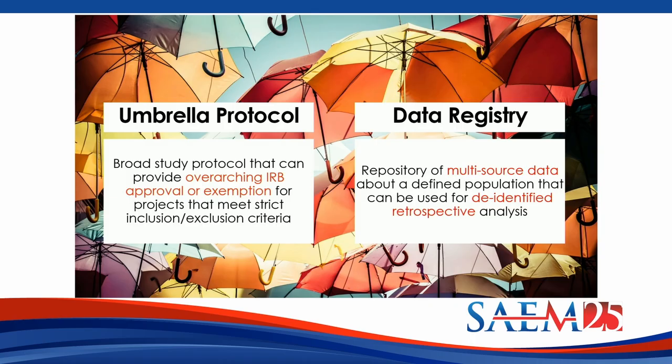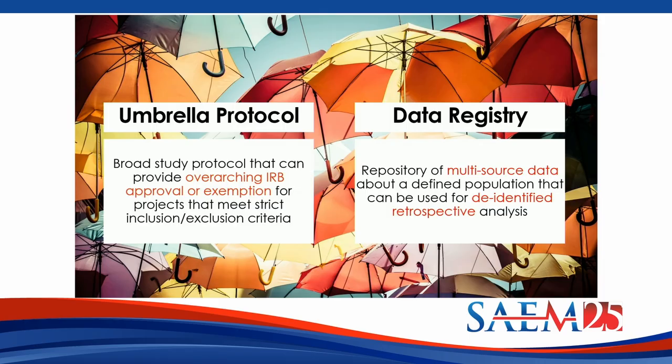As Dr. McDonough said, the umbrella protocol is the idea that you create strict criteria for inclusion or exclusion, and then anything that meets that criteria goes through. A data registry, you can get the data registry approved or exempted by your IRB, and then any subsequent study that uses that registry also has an expedited path for approval.